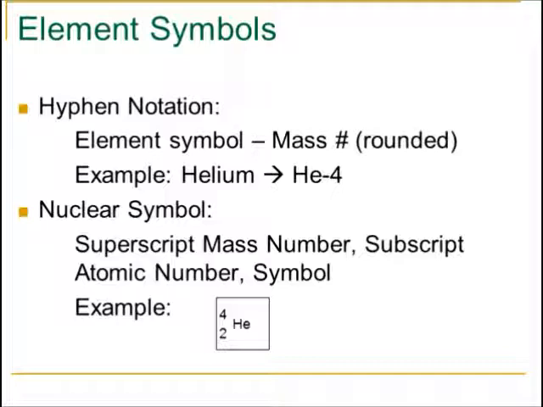Then you also have nuclear symbol, and that would look like the example at the bottom. Again, we're using helium. You see a superscript, which is the mass number. That would be the number on top. You see a subscript. That would be the atomic number, the number below the mass number. And then you would see the symbol, which is He.